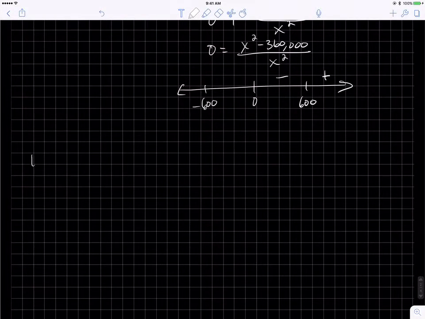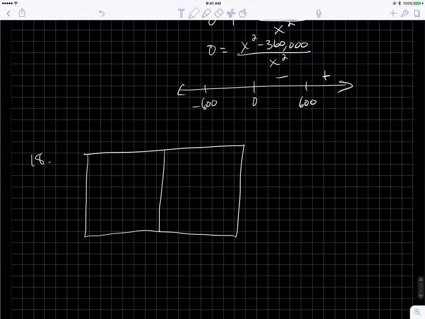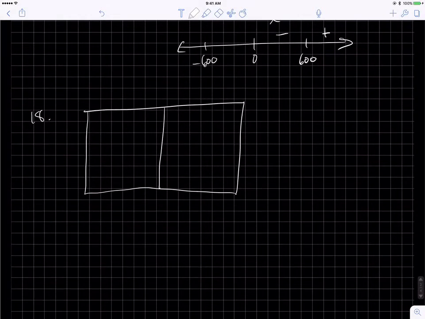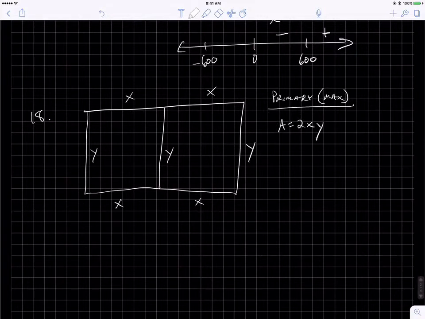Number 18 is a similar problem, except this time the pen has 2 sections. They give you a picture. I'm going to fill in the other parts that I know. This time we know we have 200 feet of fencing, so that's our secondary. Our primary is the area, and we want to maximize it. The area is 2xy.